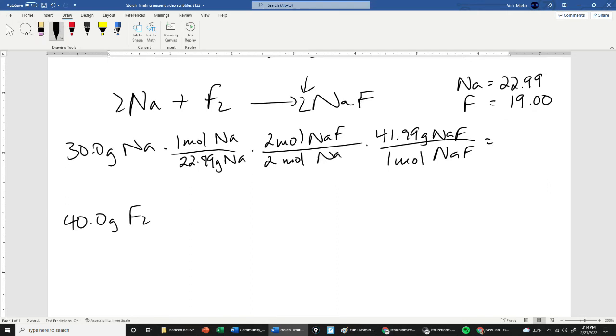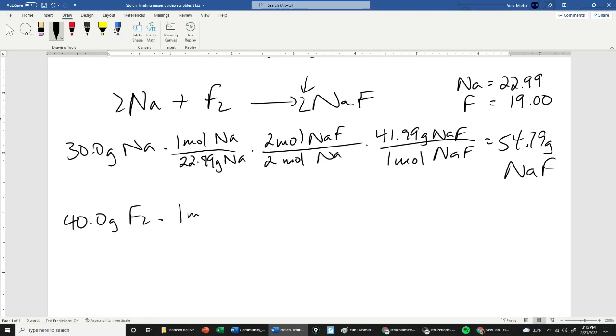Alright, I'm going to type this in my calculator. I got 30 divided by 22.99 times 2 divided by 2, which I can skip, times 41.99, which is 54.79 grams of sodium fluoride. Okay, so that's if I start with 30 grams of sodium and I have unlimited fluorine, this is how much I would get. Now let's do it again with 40 grams of fluorine.